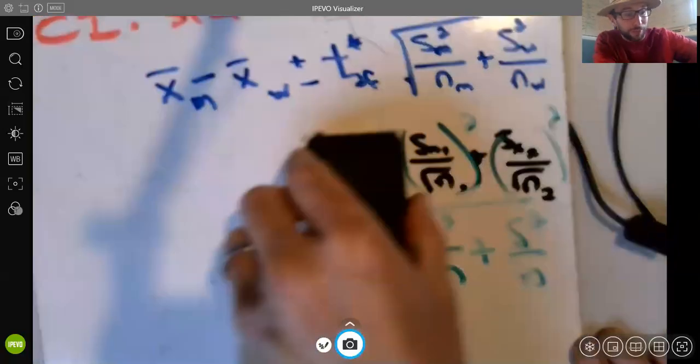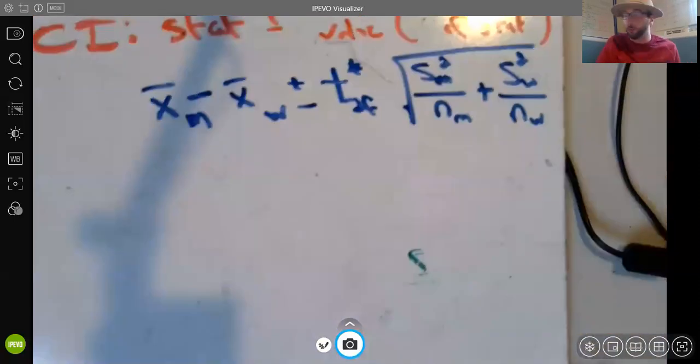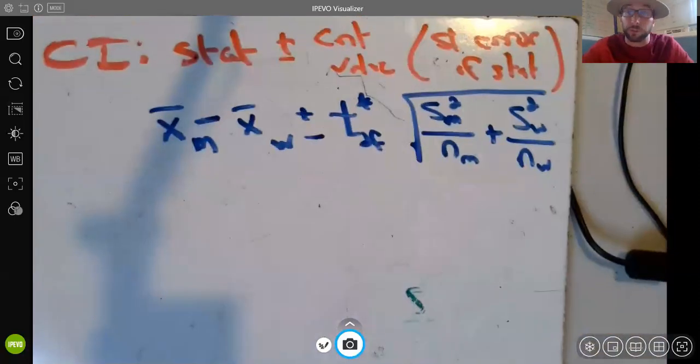Review. It all fits back. Variances always add, right? And so this is the formula that we're going to use to create that 2 sample T interval that is on the screen in a second.